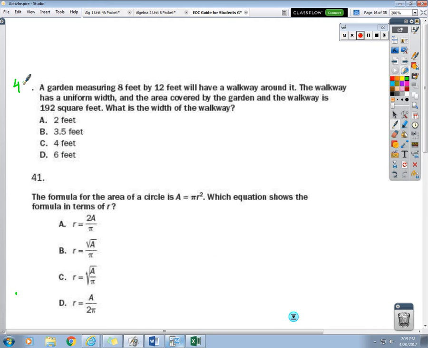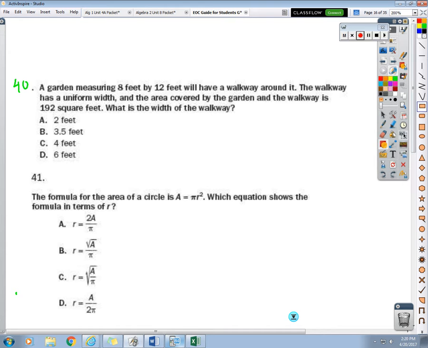A garden measuring 8 feet by 12 feet will have a walkway around it. The walkway has a uniform width, and the area covered by the garden and the walkway is 192 square feet. What is the width of the walkway? Did anybody get an answer for this one? What'd you guess? This one was harder. Anybody get a different answer? Nope. It's A. Okay. Good guess.